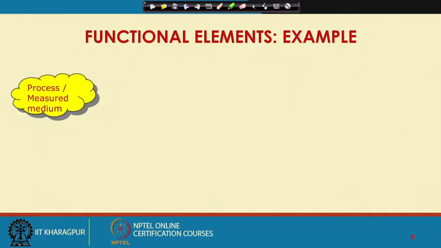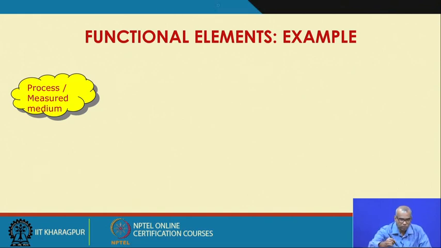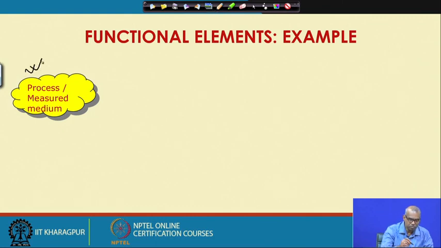So, let us try to put these functional elements into a sequence, so that the job of the instrument or the function of the instrument can be explained. So, this is the process or the measured medium. Some quantity about this process or measured medium I am interested to measure.